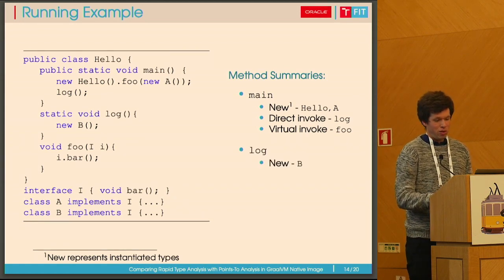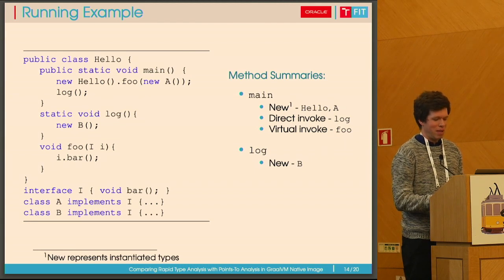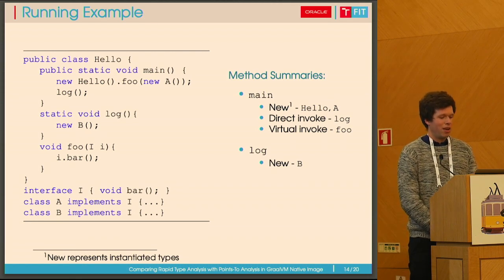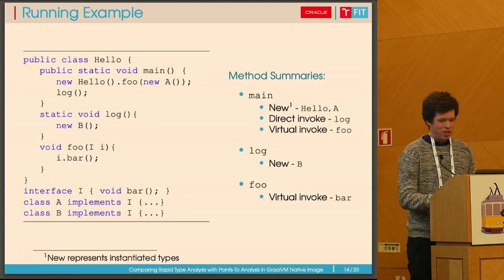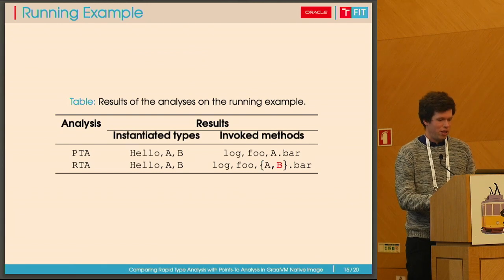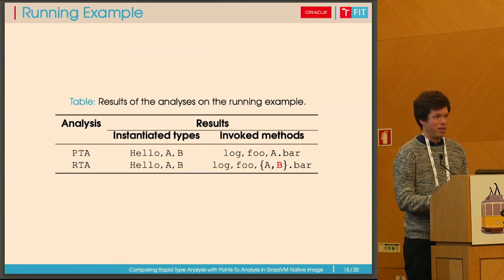When processing method log, we only mark type B as instantiated, and then we proceed to the method foo, which accepts an interface type I as a parameter. And in this case, we have to consider all instantiated subtypes of the interface I, which in this case is both A and B. And therefore, we end up marking both A.bar and B.bar as possibly invoked and have to process them as well, which is a slight imprecision compared to points-to analysis, which would determine the callees more precisely in this case. But at the same time, it would also need to create a more complex internal representation to actually perform the analysis compared to a few simple summaries.